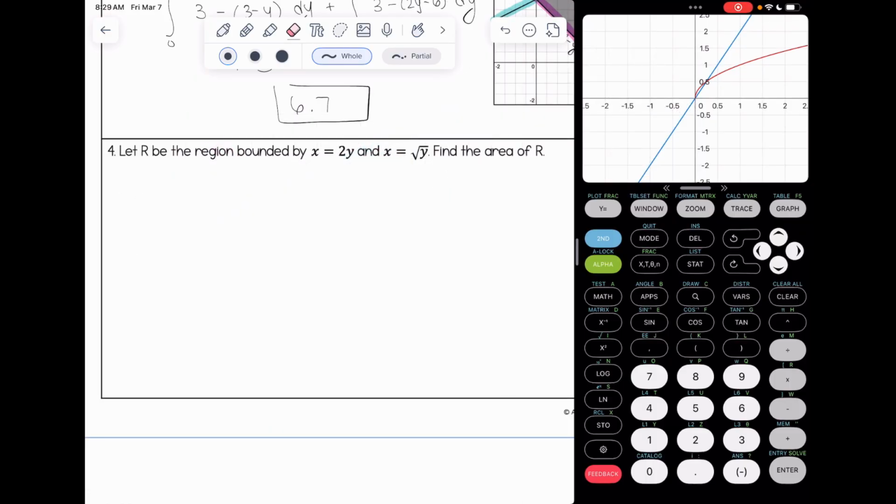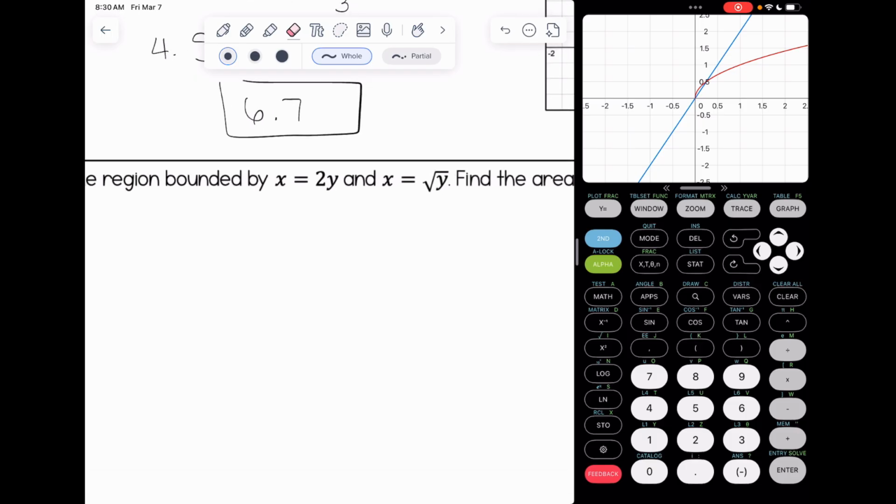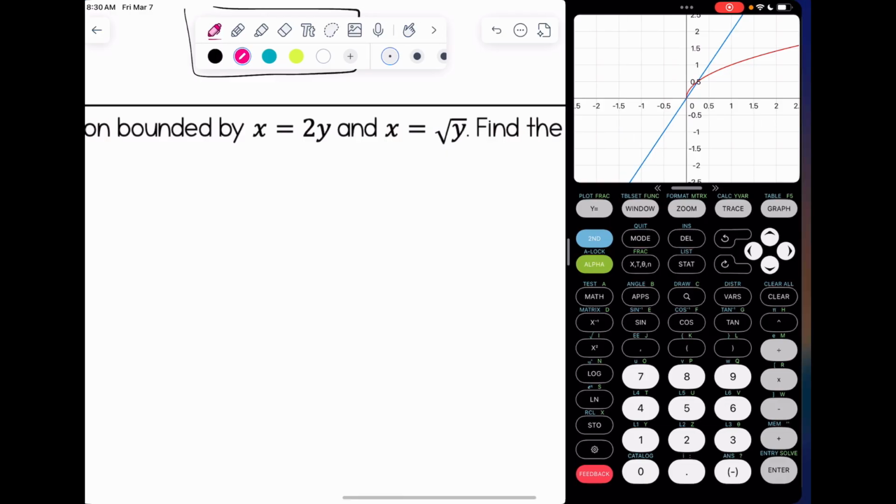Okay, for our last question here, it says, let R be the region bounded by x equals 2y and x equals radical y, and find the area of R. So notice something here, that there is no graph on this one. So in order to find points of intersection, I can use the calculator, assuming I have access to it, or I could also just set these pieces equal. So I'm going to show the algebraic work here, since we've been using the calculator a lot in this video.